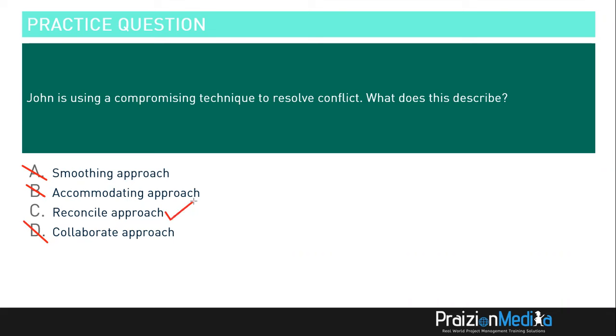Look at PMBOK 6 around page 349 for clarity. I'm not sure where that is in other PMBOK guides, but it's an important topic you do need to know and understand the little nuances.